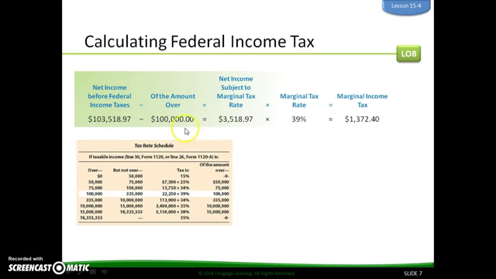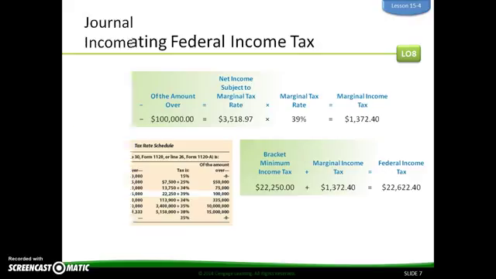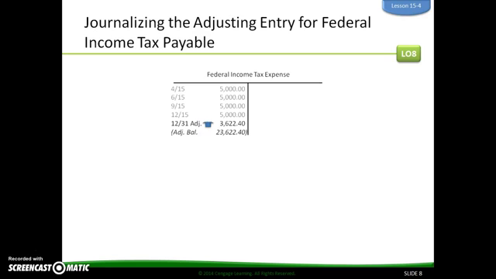That you're going to be paying on the $3,518.97, you're going to pay 39% tax on that. So the marginal income tax is $1,372.40. So you just go ahead and say, on the first 100,000 I had to pay $22,250, and you add the marginal tax, and the total federal income tax that has to be paid by this company then is $22,622.40. So now you just need to go ahead and journalize the adjusting entry for the federal income tax payable.